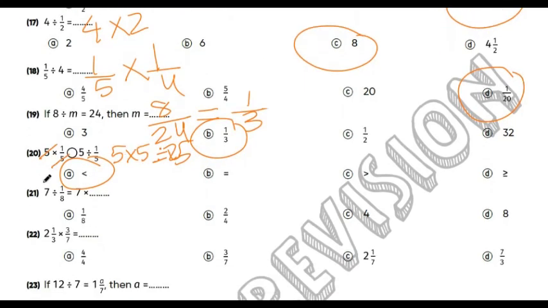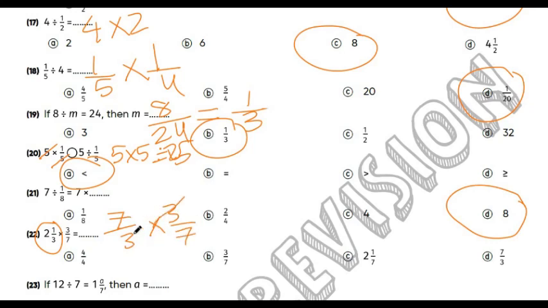7 divided by 1 over 8 equals 7 times 8, keep, change, flip. 2 and 1 over 3 times 3 over 7. First we have to convert this mixed number into an improper fraction. 2 times 3 equals 6, plus 1 equals 7 over 3, multiply 3 over 7. It is clear that they are the multiplicative inverse of each other. So the 3 will be cancelled with the 3, 7 cancelled with the 7. So the answer would be just 1. We don't have 1 in the choices, but if we look carefully we will see 4 over 4, which is also equal to 1.